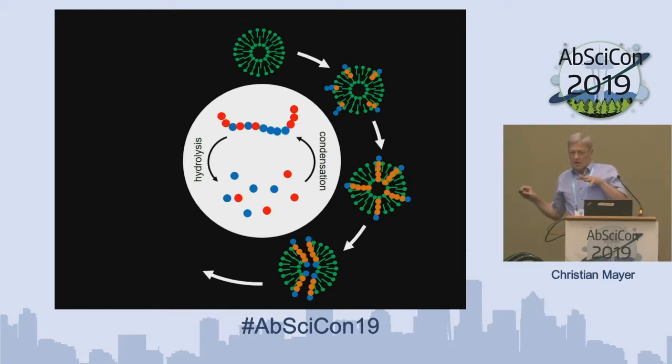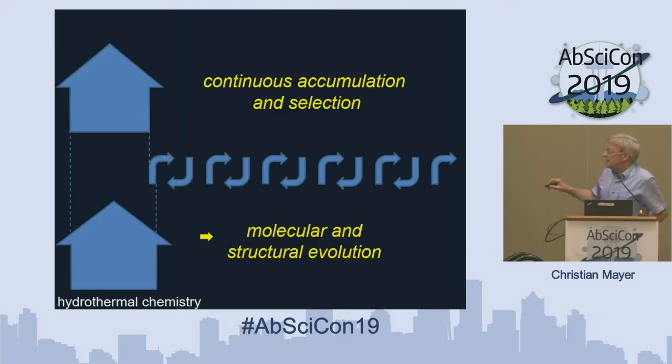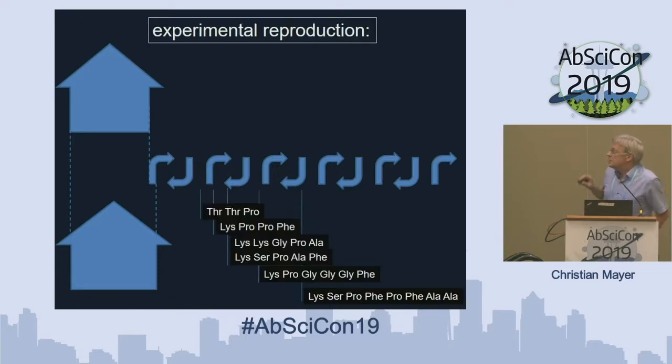So I think based on that, we can say that we have some sort of a molecular or structural evolution, which is based purely on accumulation and selection processes. Of course, we have tried to do that in an experiment. We have now an experiment running which goes over 3 weeks, which means 1,500 generations of vesicles. And then we start collecting peptides. It's hundreds of peptides. I just picked out a few ones.